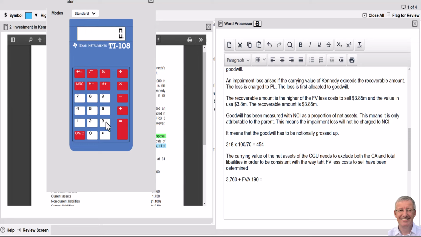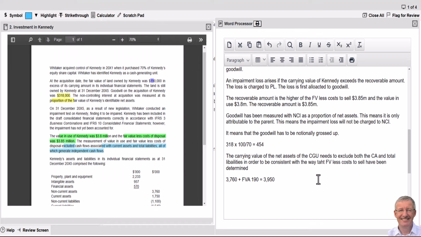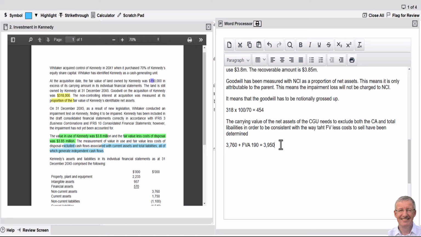I'm going to take my 3760, and then I'm going to add on to that 190, and that's going to give me a figure for the carrying value here of 3950. That's going to give me the carrying value over here of 3950.